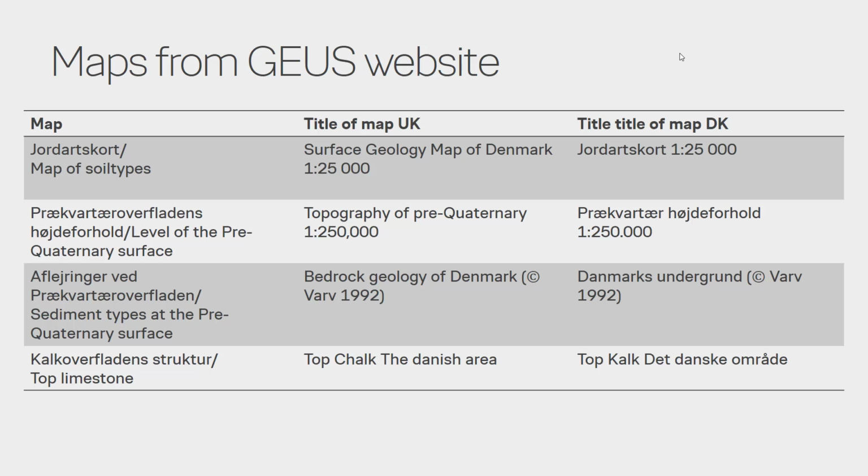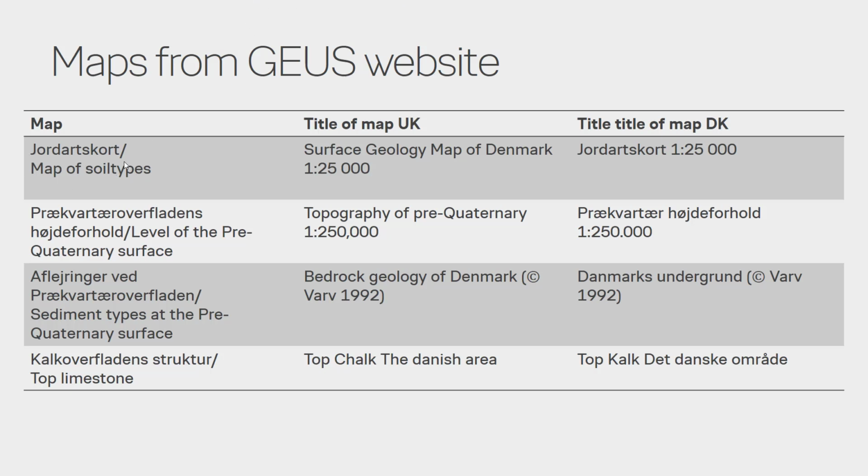Welcome to this short video showing you how to find maps at the GEUS website. GEUS is a national geological survey of Denmark and Greenland. And on the GEUS website you can access both maps and data. In this video I'll show you how to access these four maps that you see on the screen.